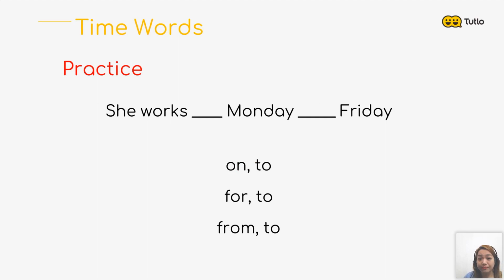She worked blank Monday, blank Friday. Yes, this is also another common mistake, by the way. Exactly, that's what I'm talking about. It's all right. It's okay. We have from and to. It's always from and to. From Monday to Friday. Okay, good. From and to. Don't forget about that. It's okay. No problem.